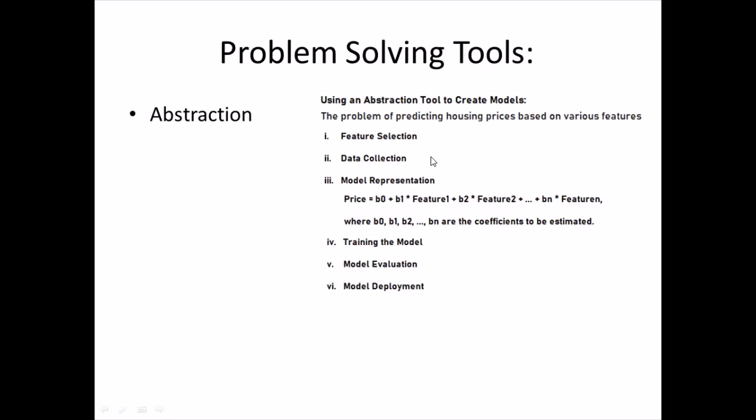And lastly, we have what is called the model deployment. Once we are satisfied with the performance of the model, we can deploy it to make predictions on new, unseen housing examples. By inputting the relevant features of a house into the model, it will provide an estimated price based on the learned coefficients.